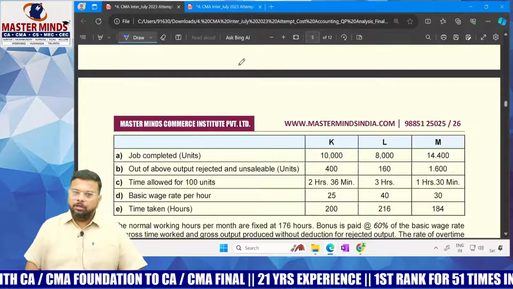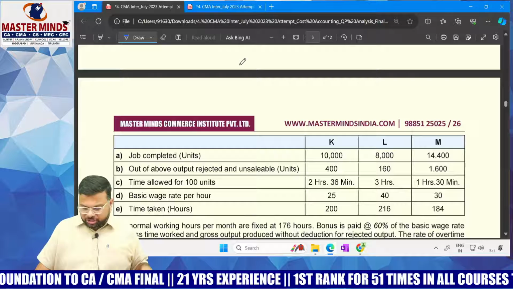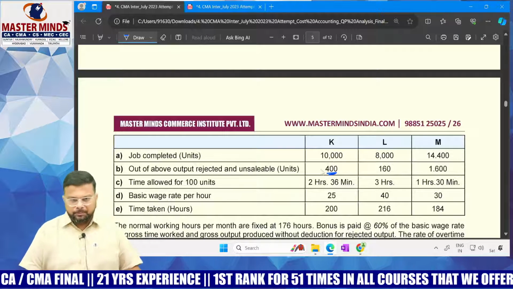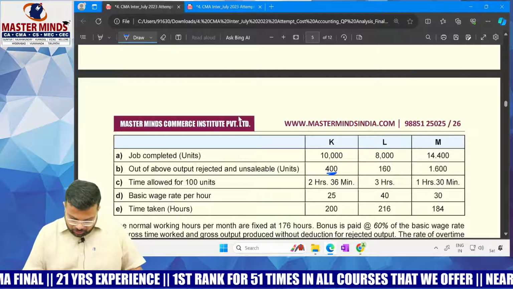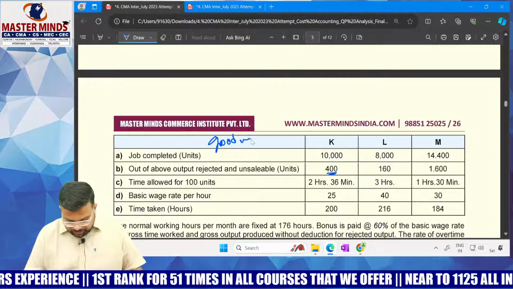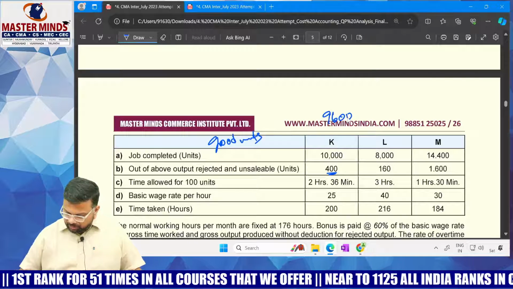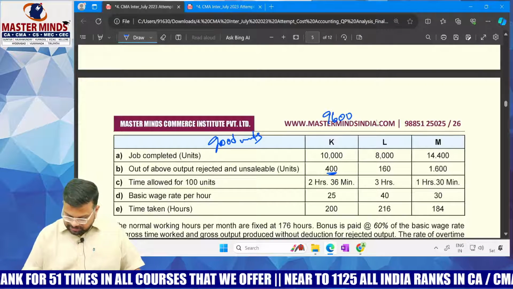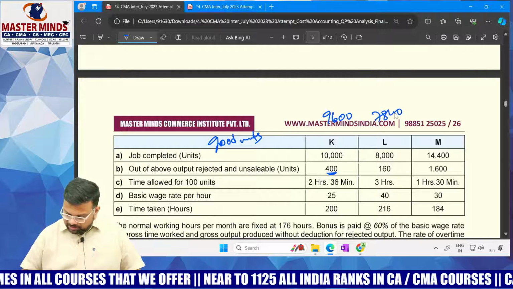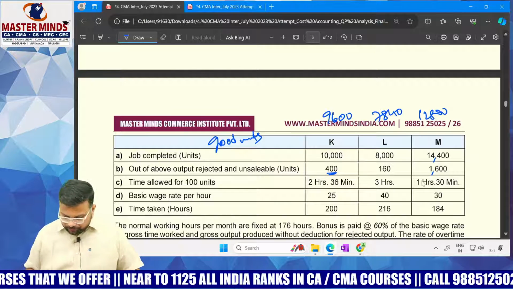Job completed is given. Out of the above output, rejected and unsaleable units are given. Generally, what we will do, we will subtract this 400 units from the job completed. That means good units will be 9,600 here. So good units are 9,600. This side it will be 8,000 minus 160, 7,840, and this side it will be 14,400 minus 1,600. It will be 12,800.